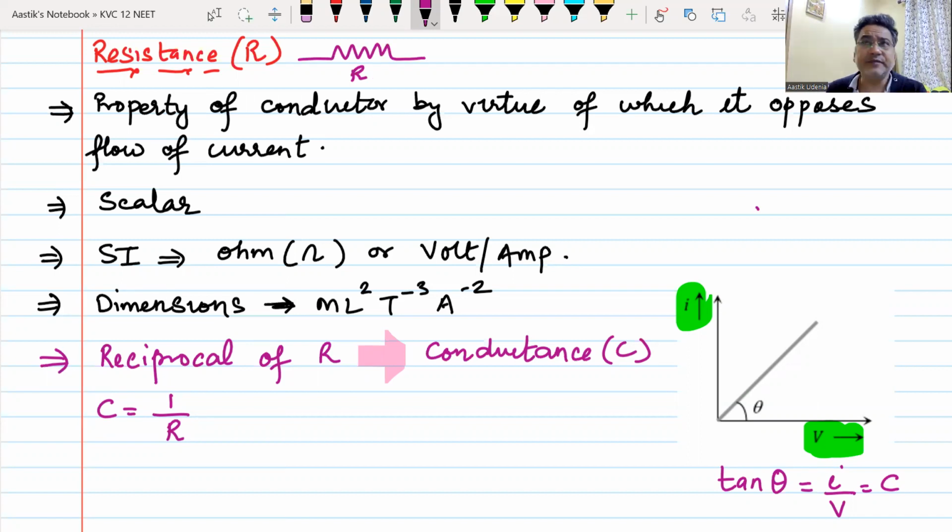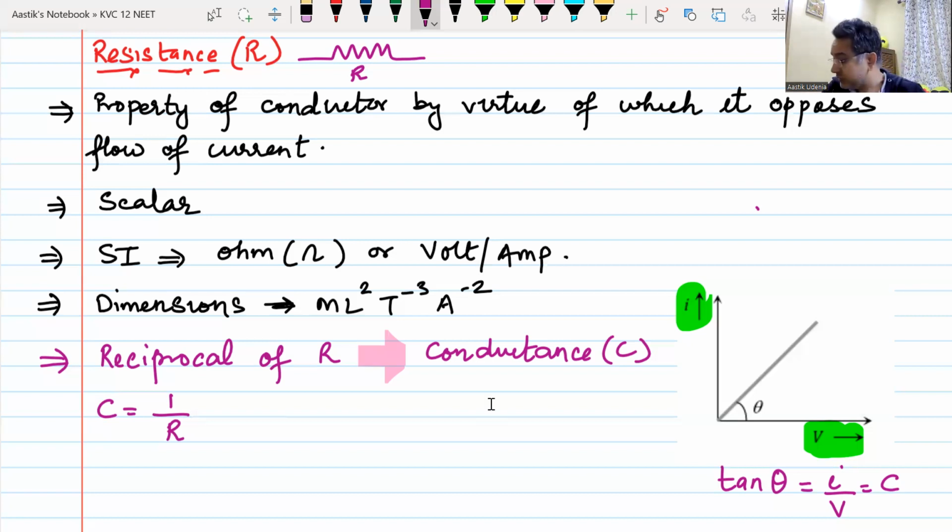Now, sometimes we start thinking that a conductor conducts current, so a resistor is not a conductor. A resistor is a conductor. Every conductor has some resistance, and you must remember that every conductor is a resistor and every resistor has a resistance.